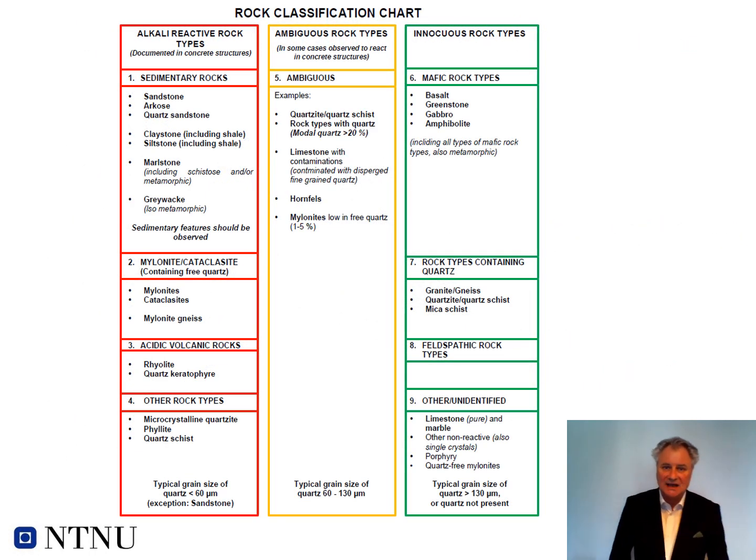And in Norway, we also have made a classification chart where you to the left have 4 groups of alkali reactive rock types, with some subgroups of rock types. Then in the middle you have your ambiguous rock types, and to the right, the green box, you have your innocuous rock types. So in total 9 groups, and you're grouping your aggregates with this scheme.